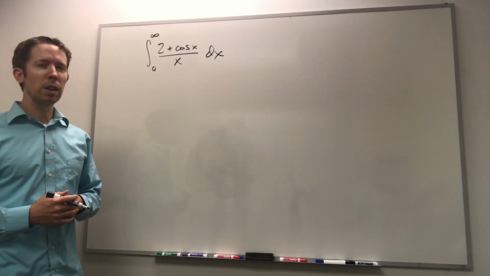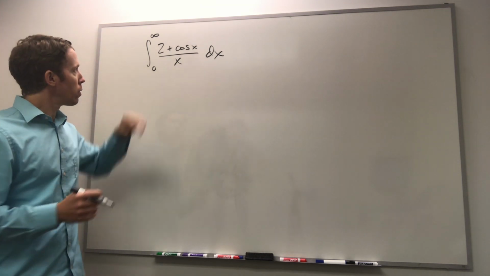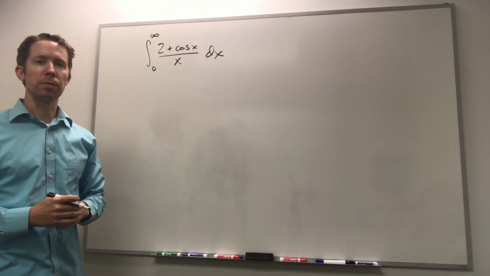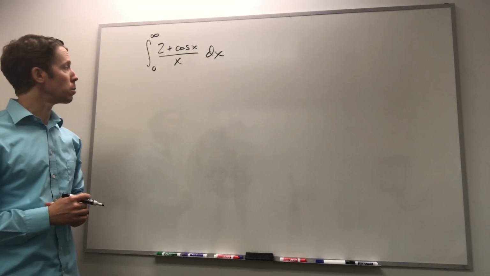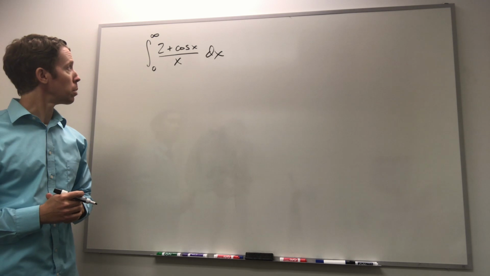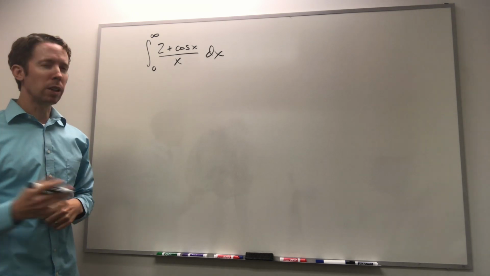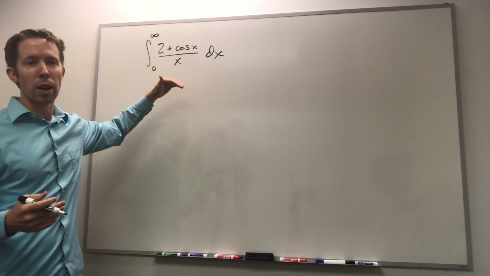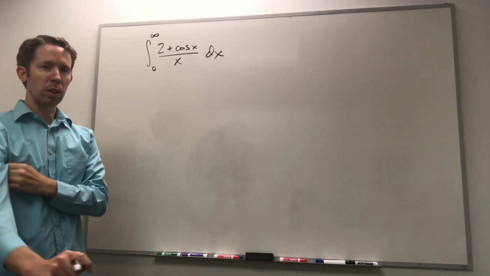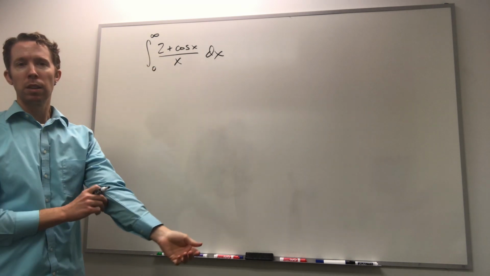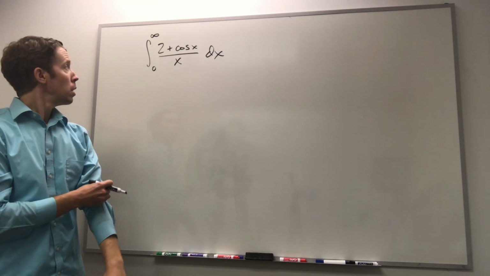And then the other thing is, I don't know how to find the antiderivative of this. At least nothing comes to mind that I could do simply. The issue is the cosine x over x. Not exactly sure how to do that. If it was just 2 over x, I could handle that no problem.